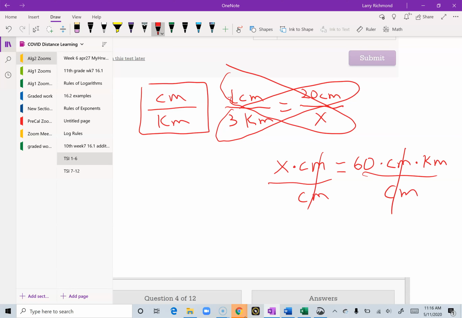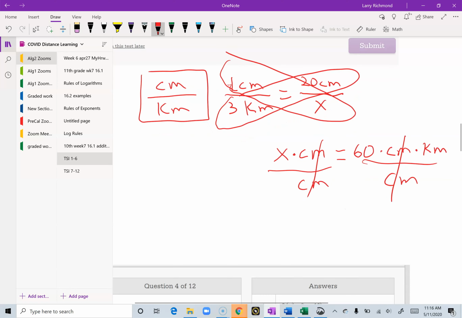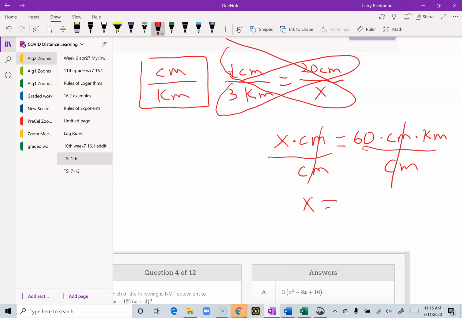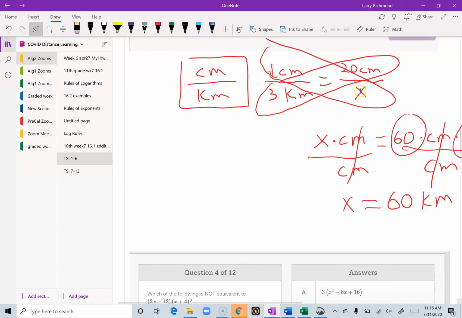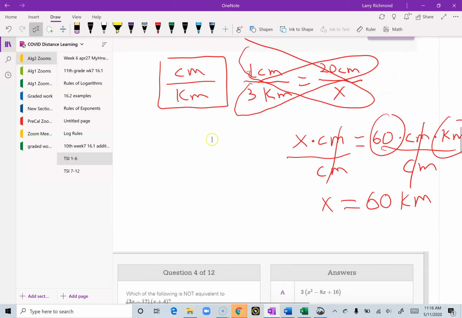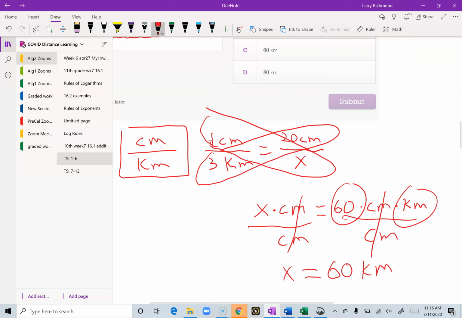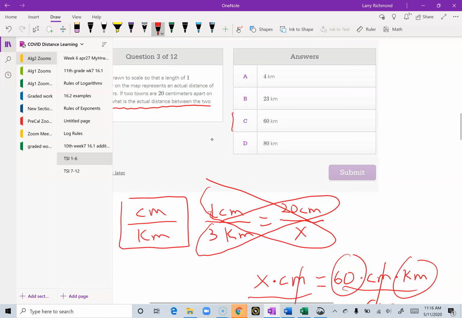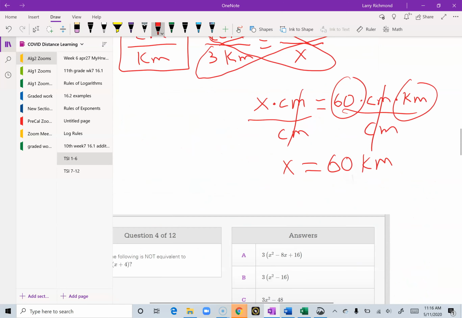When we do, you see the centimeters cancel out. The 1 we don't have to divide by. I'm left with x is 60 kilometers. Again, you didn't have to put those units in. Just know that the variable was in our kilometers part. It was definitely going to be in kilometers. 60 is C.